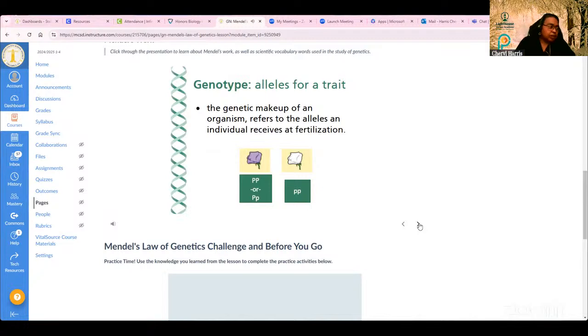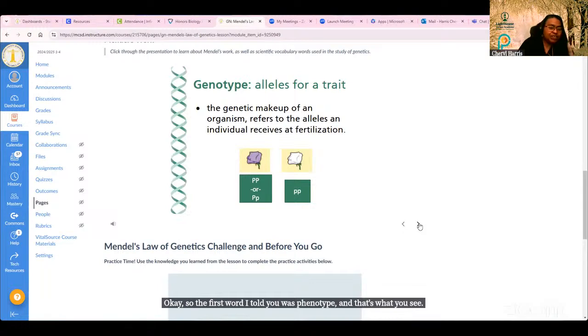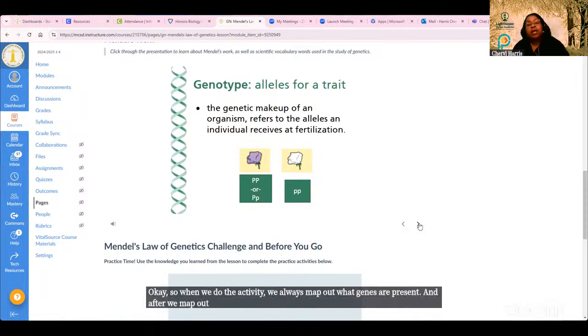Okay, so the first word I told you was phenotype, and that's what you see. All right, the second word now is genotype. So what genes are present? When we do the activity, we always map out what genes are present. And after we map out what genes are present, then we have to decide what we are seeing based on the genes that are there.